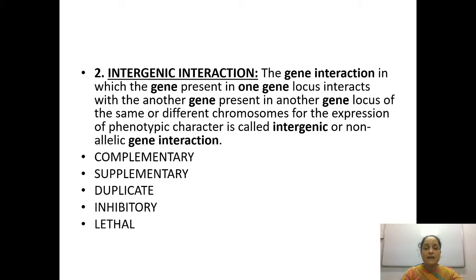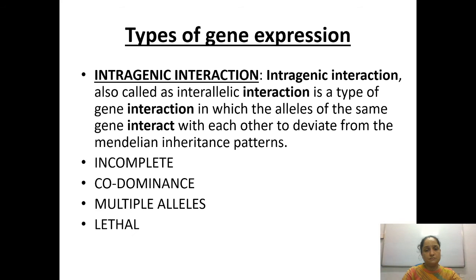Okay. And the same or different chromosome for the expression of a phenotypic character is called intergenic or non-allelic. Why is it known as non-allelic? The reason is, we have not considered the alleles over here. We have taken different genes over here. That gene may belong to the same chromosome, it may belong to different chromosomes also. That is the reason it is known as non-allelic interaction. So in this non-allelic interaction, you will be dealing with the complementary, supplementary, duplicate, inhibitory and lethal. So right now we are going to deal with the intragenic interactions.